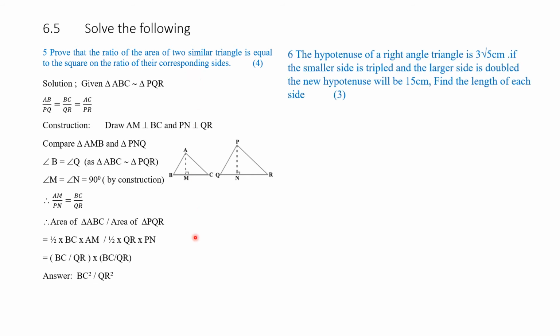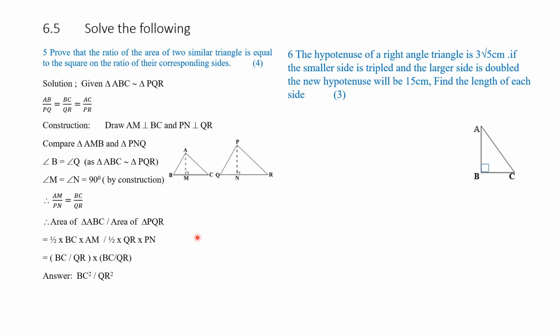Problem number 6. The hypotenuse of a right angle triangle is 3 root 5 centimeter. If the smaller side is tripled and the larger side is doubled, the new hypotenuse will be 15 centimeter. Find the length of each side. This is a 3-mark question.